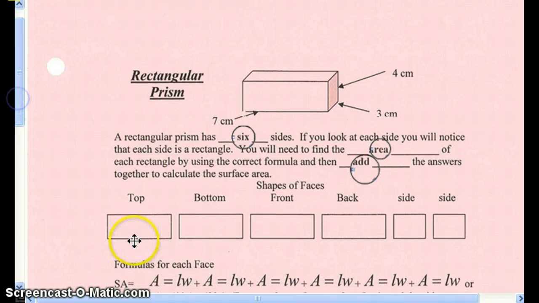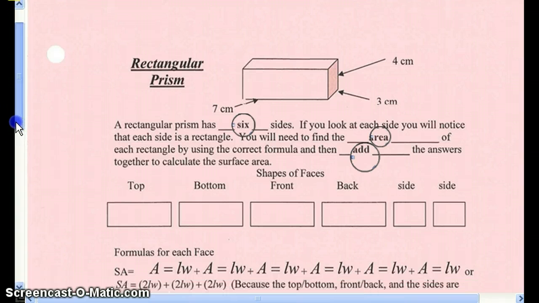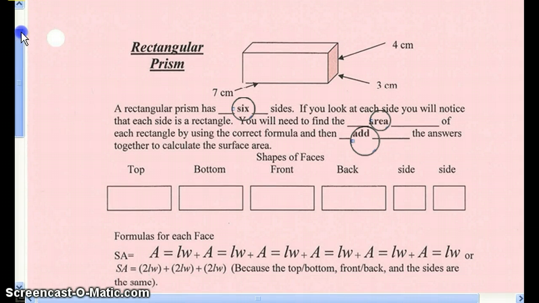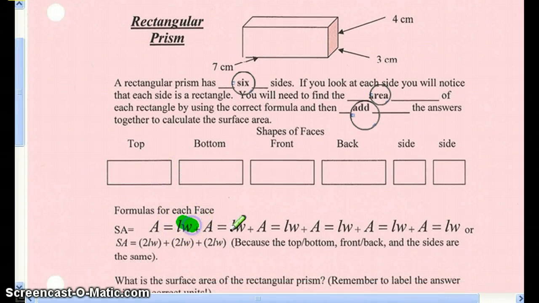So if you look at the drawing of the net broken down, we have a top, a bottom, front, back, and 2 sides. To find the area of each face, you're going to find the area of each rectangle, which would be length times width. So you're taking the length times width for each of the 6 sides and adding them all together. It's different than a cube because not all of the sides are the same.